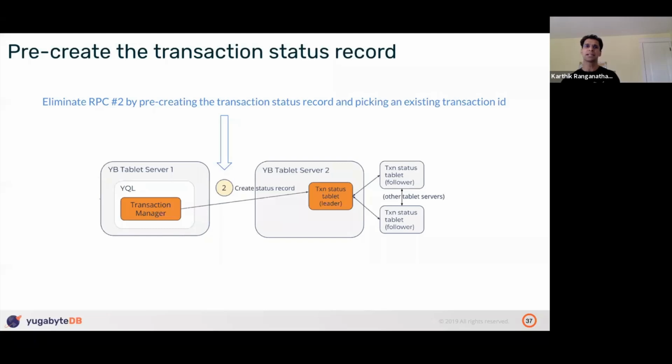The second one is, if you remember this diagram from before, we said step 1 was the user issues something. Step 2 was to create this transaction status record on a different node and then replicate it, right? We can actually eliminate this RPC along with the Raft replica round trip by pre-creating the transaction status record and picking an existing ID. So every node pre-creates a bunch of transaction IDs and keeps them ready. And so if a transaction hits a node, it simply picks a pre-created and pre-replicated transaction ID to move forward, and that eliminates a whole chain of extra work. Obviously, it has to replenish itself, but you can do that in a more batched fashion in the database more efficiently.